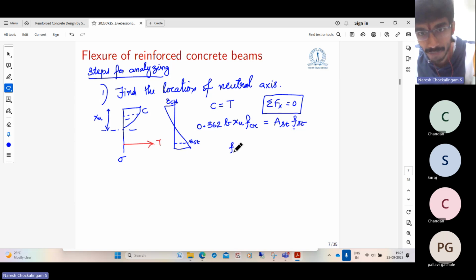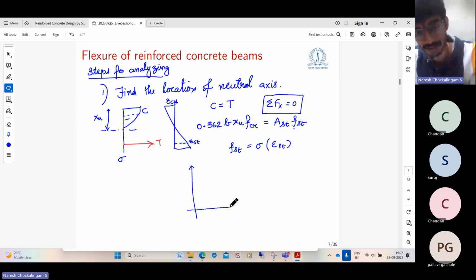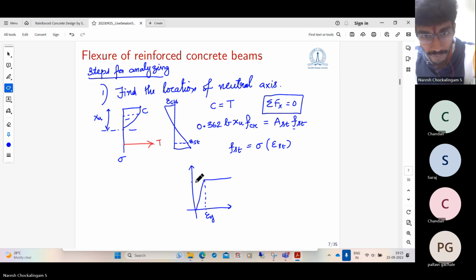How do we know Fst? Fst is some function of epsilon st. What is that function? That function is this. We have this bilinear curve, and this is the yield strain epsilon y. This is Fy or 0.87 times Fy. This is strain in steel, and this is the corresponding stress. So if the strain in steel is less than the yield strain, you take a linear distribution, and if it is greater, it is plastically yielded, so it is a constant at 0.87 Fy.